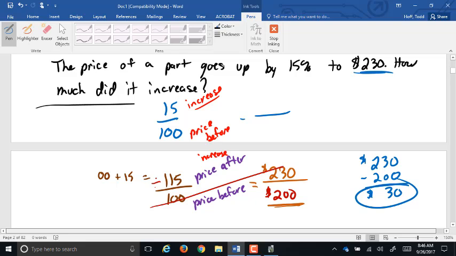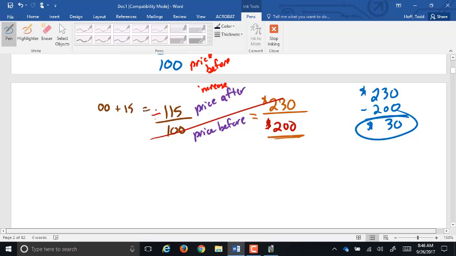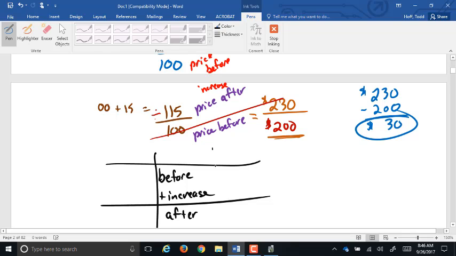Now, if you recall, I showed you briefly a little table that helps you deal with these. You can just do, I usually do before plus increase equals after. Again, the words you use in here don't matter. It's what they represent that matters. We have one side is percents, and the other side is going to be a number. In this case, it's dollars.